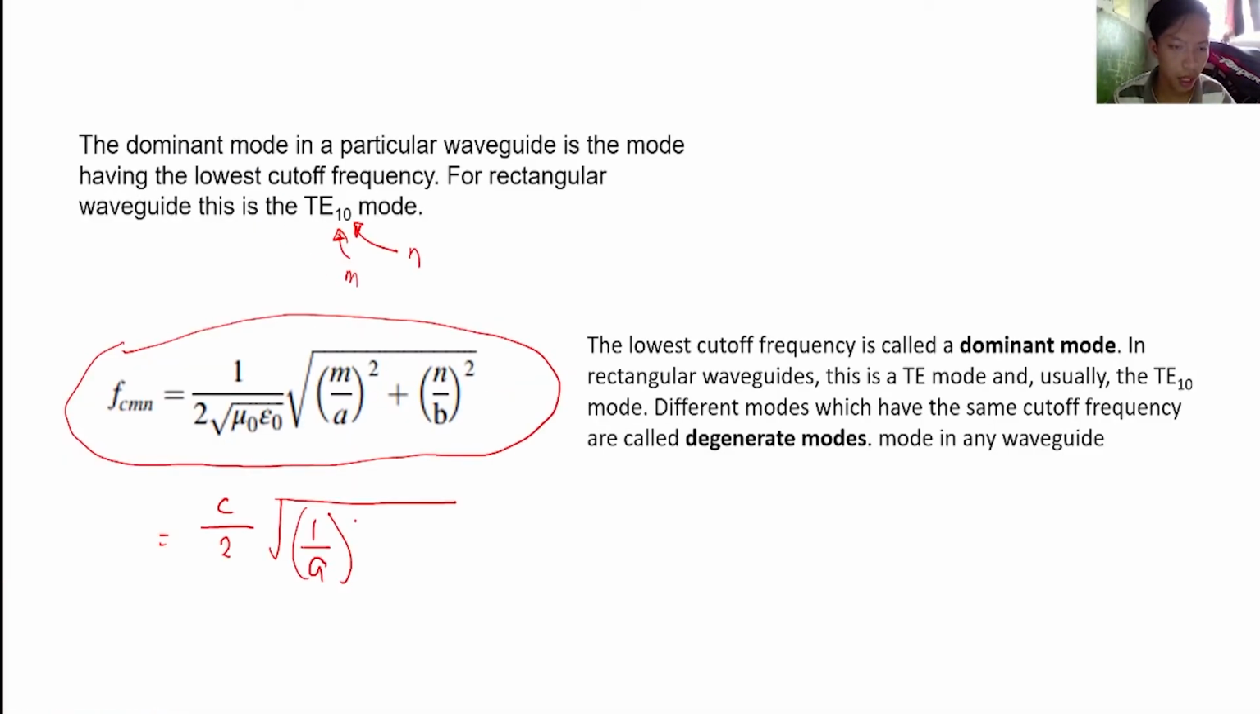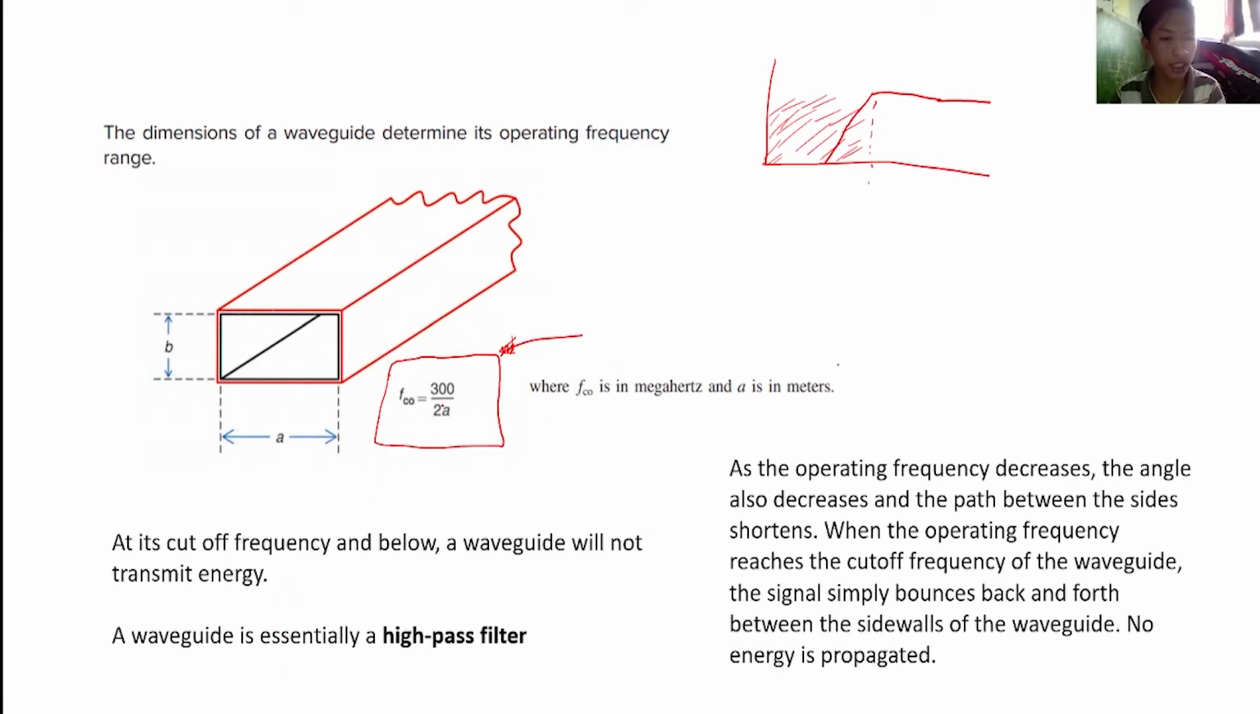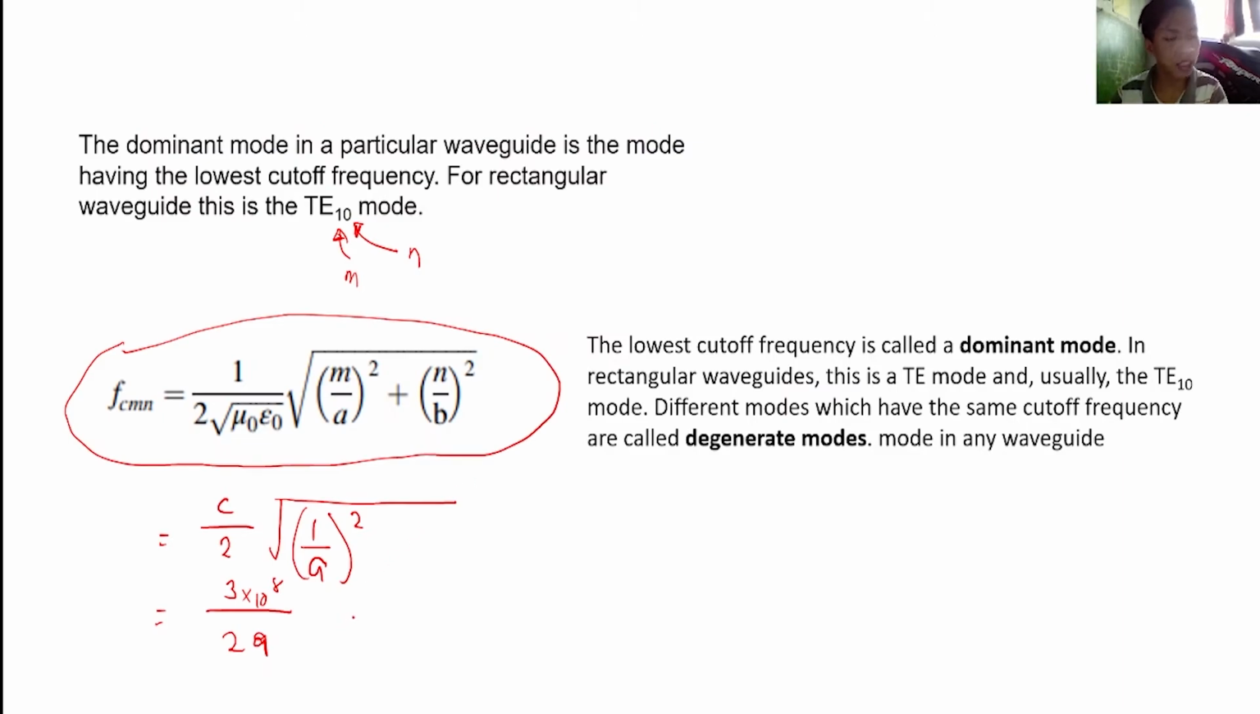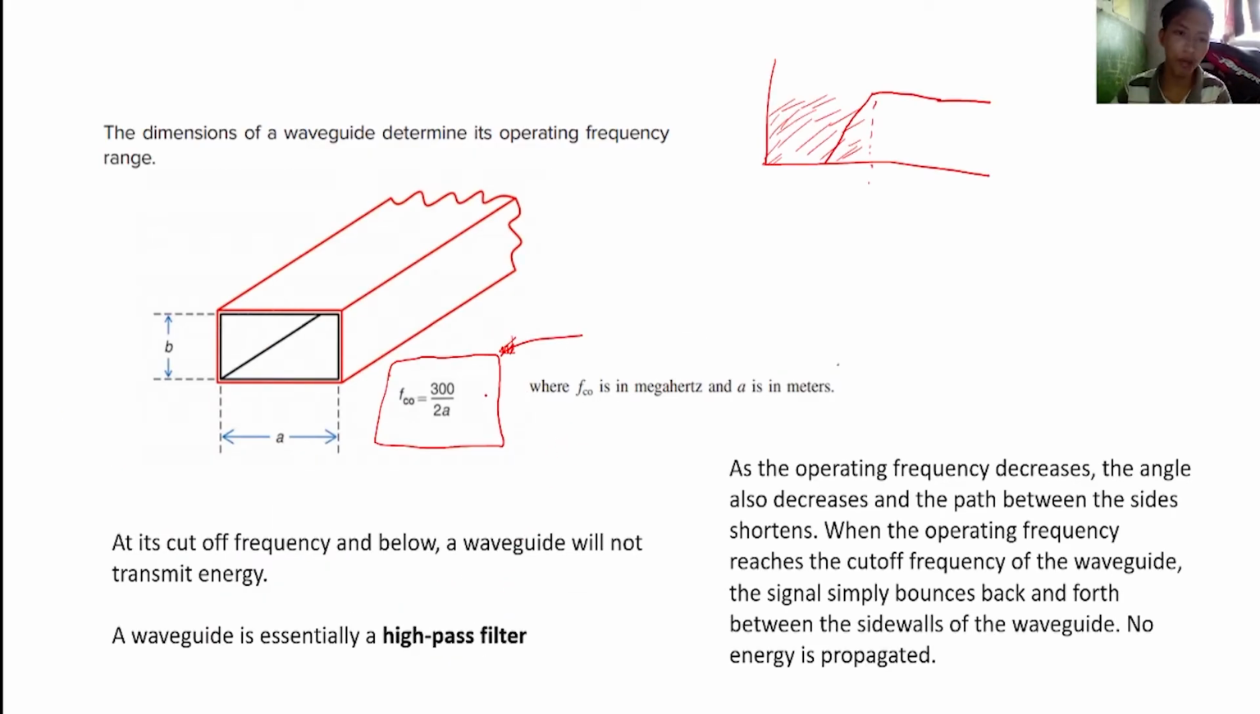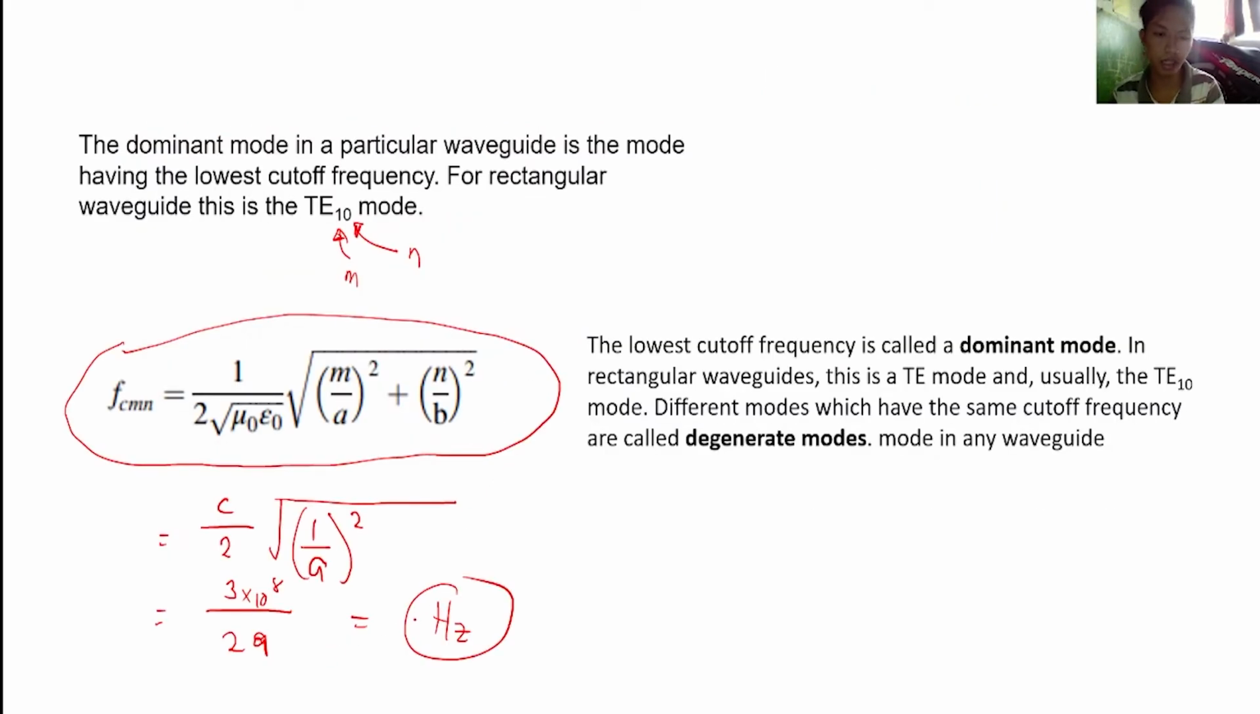Okay, and then simplifying it, it would become 3 times 10 to the 8 over 2A. That's why this is A. That's why you have this kind of formula. But this one is in hertz. So that's why it is only 300, because of the unit of megahertz, which is the result of this computation, is in megahertz, while this one is in hertz.